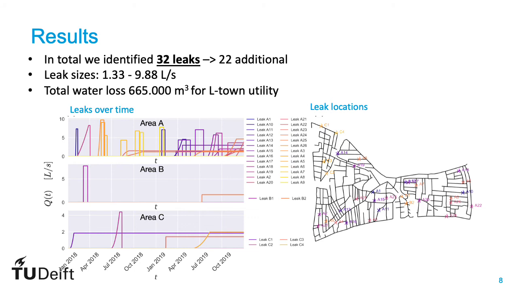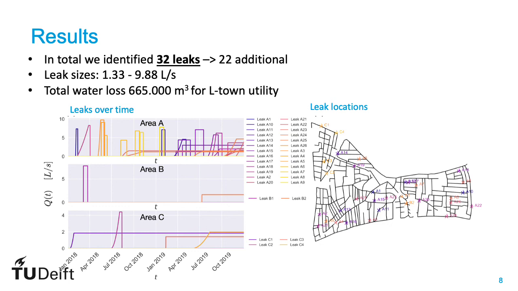The last slide shows the results that we obtained with our method. In total we have found 32 leaks, or in other words 22 leaks additionally to the 10 leaks that were already identified by the L-Town water utility. On the right side you can see the locations of the leaks, on the left side when they happened in the system. 4 leaks were identified in Zone C, 2 in Zone B, and the remaining 26 leaks occurred in Zone A. The leak sizes vary between 1.33 and almost 10 liters per second.